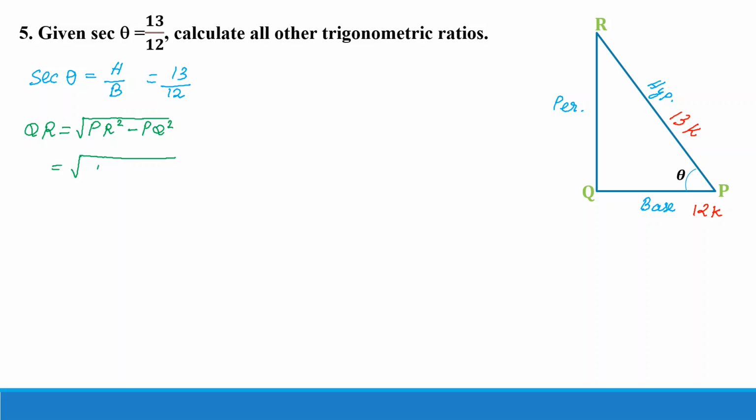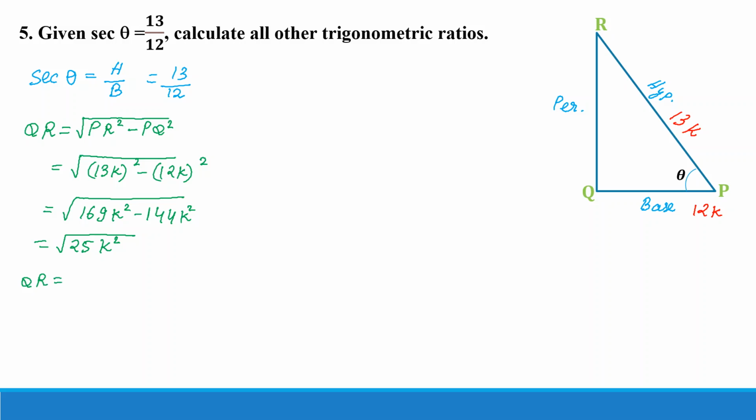So PR is (13K) whole square minus PQ is (12K) whole square, which is equal to 169K square minus 144K square. On simplification it gives 25K square. So now we know that square root of 25 is 5 and for K square it is K. So we got the value of QR as 5K, and now we can calculate all other trigonometric ratios.